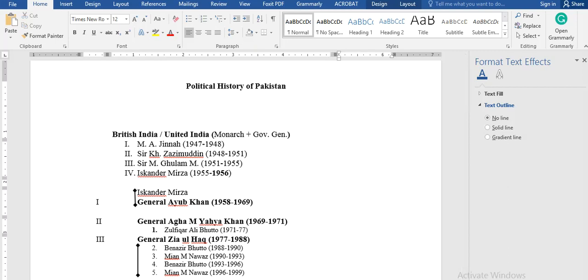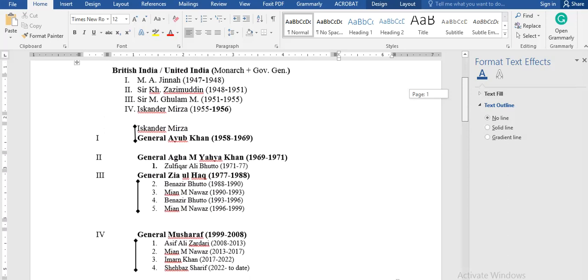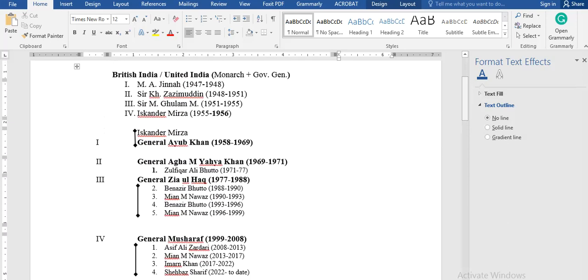So this is about the brief history of the political landscape of the country. There are four governor generals up till 1956. There are three martial laws, or we can say, including one emergency, there are four military rulers, and in between these military regimes, the country witnessed a few democratic leaders that were elected by the general public.